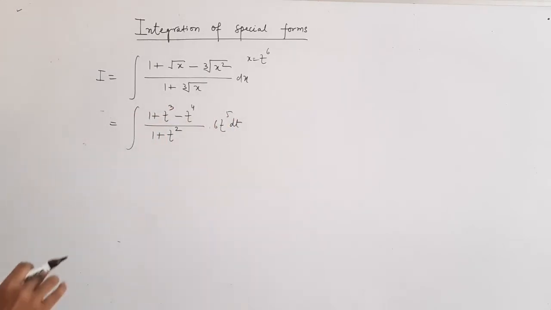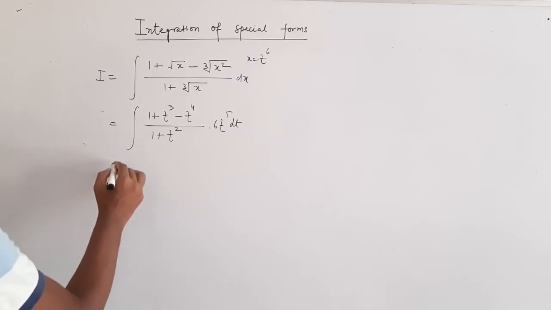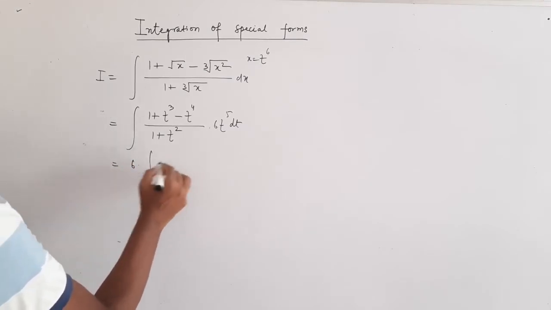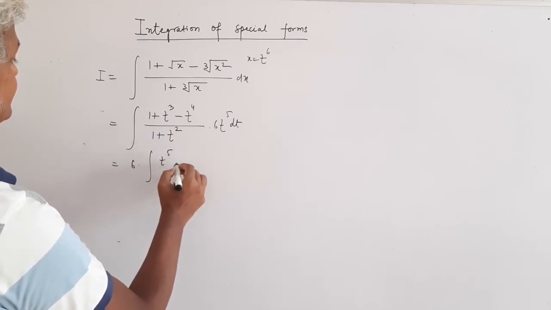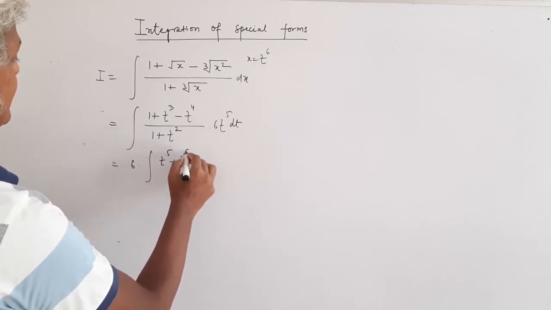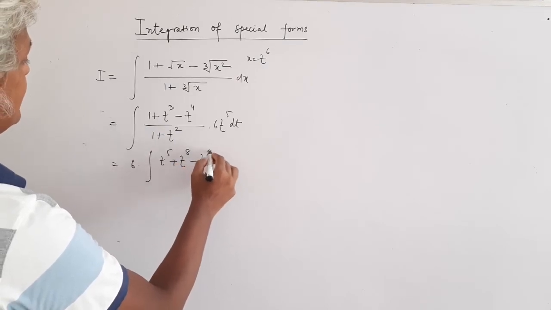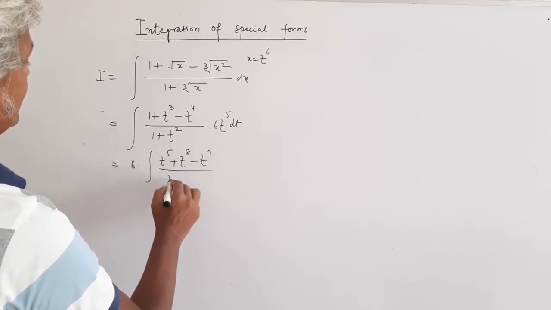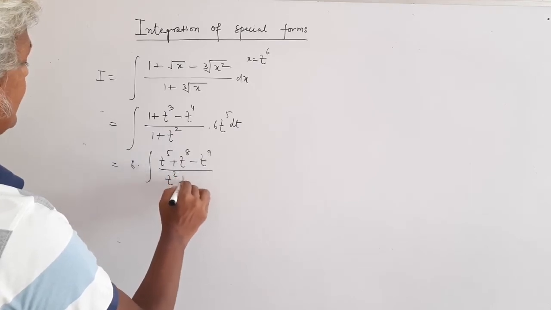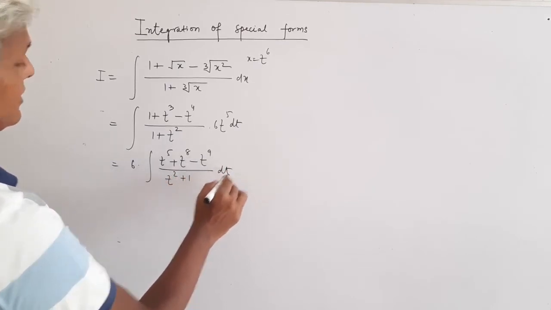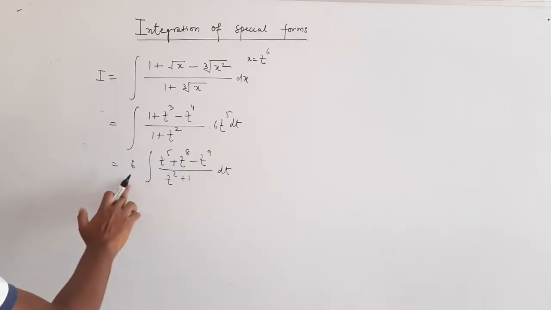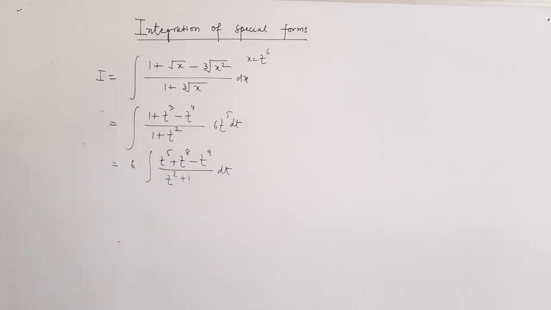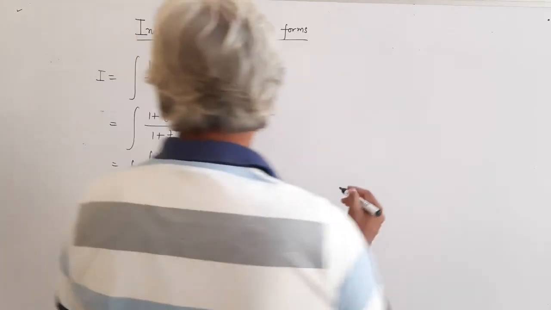So what I have to do, that I write the standard form. So first I write here 6 times t to the power 5 plus t to the power 8 minus t to the power 9 over t square plus 1 dt. So now this is the standard form where the numerator is a polynomial of degree 9 and denominator is a polynomial of degree 2. So first we have to divide this.